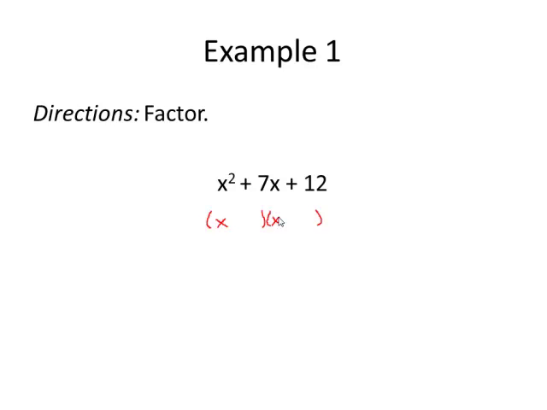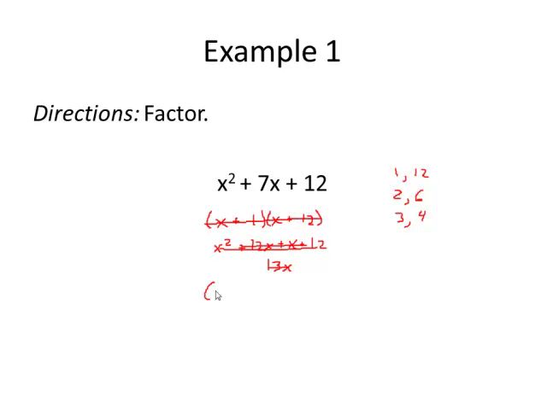We know the two numbers must multiply together to get 12, so the different possibilities are 1 and 12, 2 and 6, and 3 and 4. So let's try these. x plus 1, x plus 12. Now let's check it using FOIL. x times x is x squared. x times 12 is 12x. 1 times x is 1x, or just x. And 1 times 12 is 12. Unfortunately, when we combine these, 12x plus x equals 13x, and that's not equal to 7x, so we know that this is incorrect.